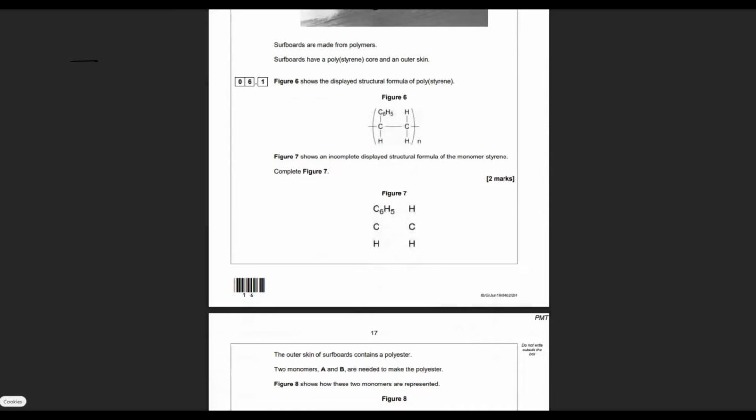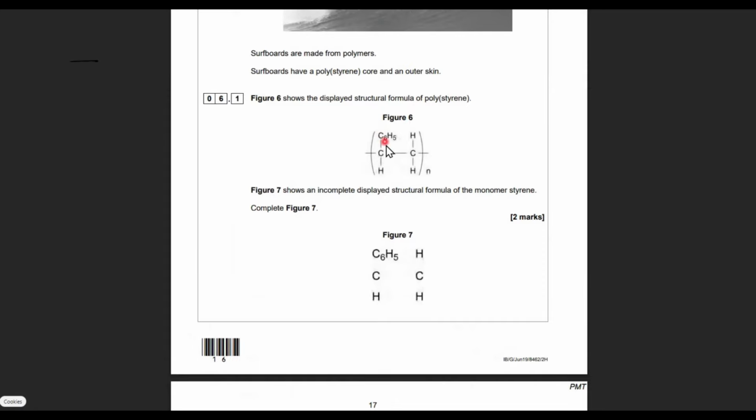So we want the monomer, the small molecule that makes the polymer. Can you complete this? Can you add the relevant bits in to get 2 marks? Why don't you pause the video, see if you can scribble out the structure of the monomer? All right, I'm going to go through it.